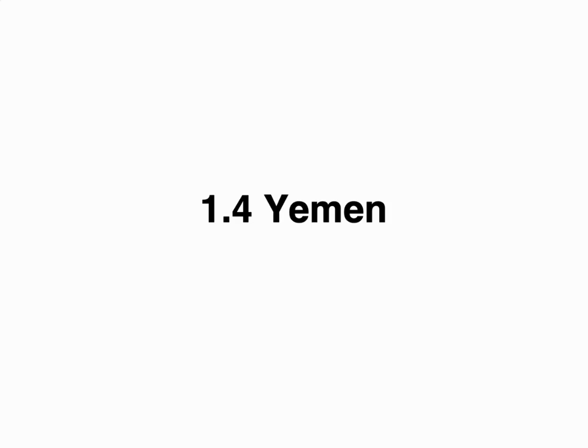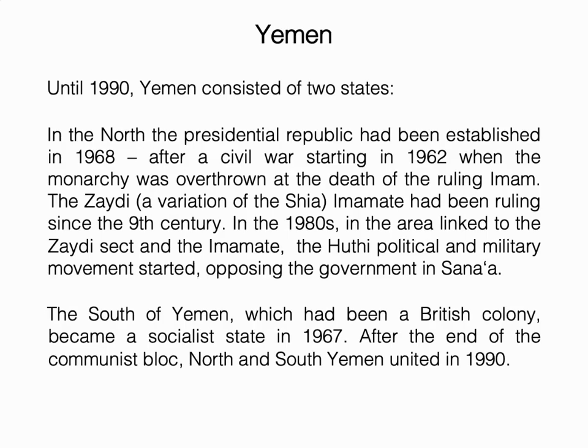The situation in Yemen. Until 1990, Yemen consisted of two states. In the north, the Presidential Republic had been established in 1968, after a civil war starting in 1962, when the monarchy was overthrown at the death of the ruling imam. The Zaidi, a variation of the Shiite imamate, had been ruling since the 9th century. In the 1980s, in the area linked to the Zaidi sect and the imamate, the Houthi political and military movement started, opposing the government in Sana'a.